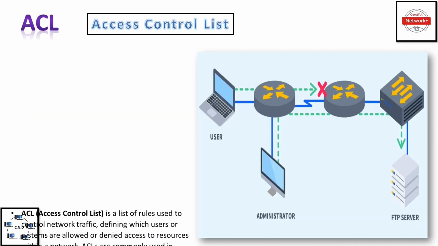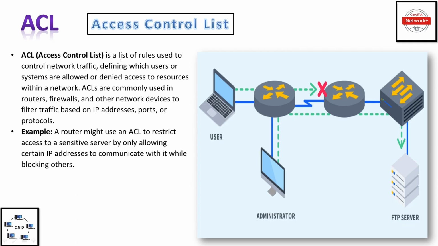Access control list. ACL, access control list, is a list of rules used to control network traffic, defining which users or systems are allowed or denied access to resources within a network. ACLs are commonly used in routers, firewalls, and other network devices to filter traffic based on IP addresses, ports, or protocols. For example, a router might use an ACL to restrict access to a sensitive server by only allowing certain IP addresses to communicate with it while blocking others.